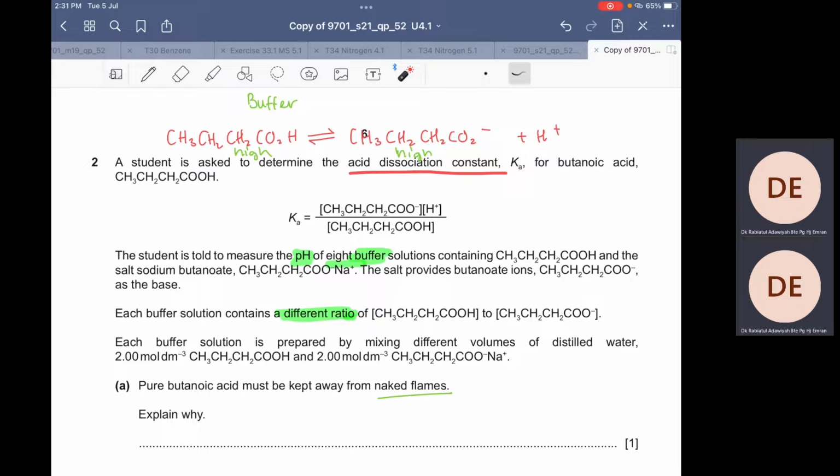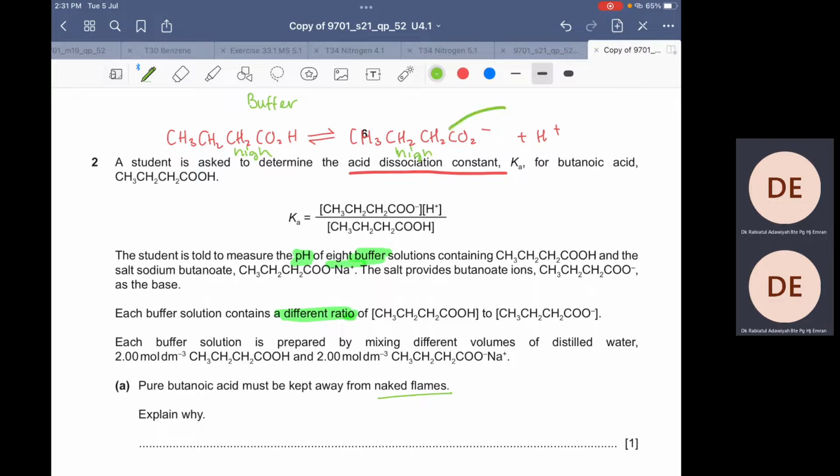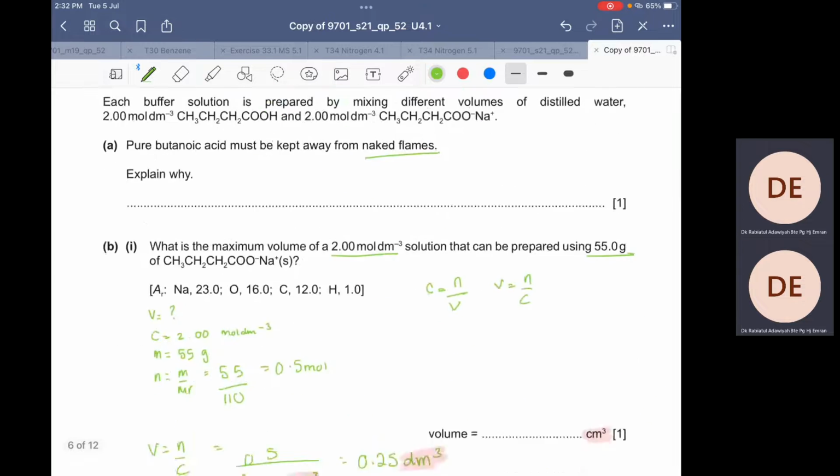Okay, so what they're doing here is that they are setting up a buffer system. Okay, so buffer system, you need high concentration of acid and high concentration of the anion. The acid comes from the acid because it's a weak acid, not much dissociation is happening. And the anion comes from the salt. What's the salt? Sodium ethanoate. Okay. Okay, moving on.